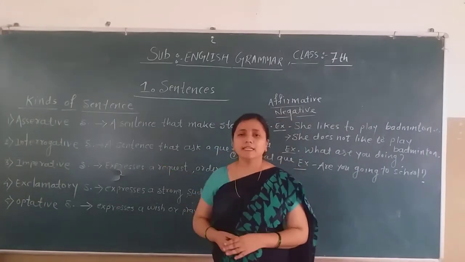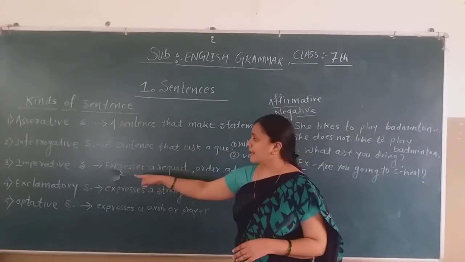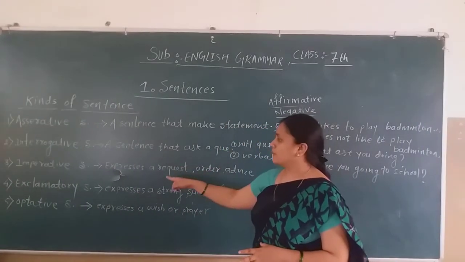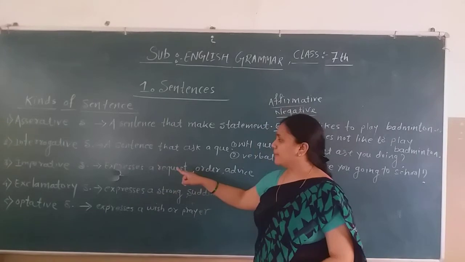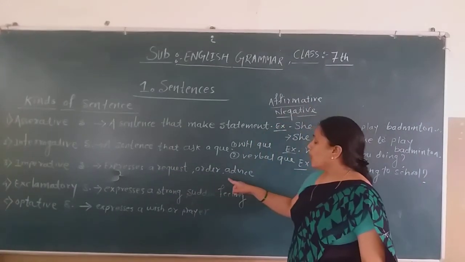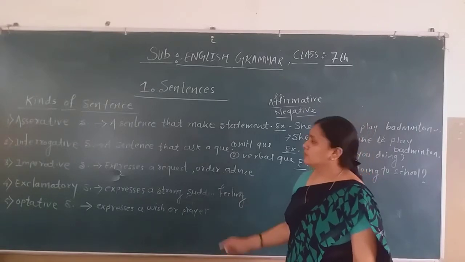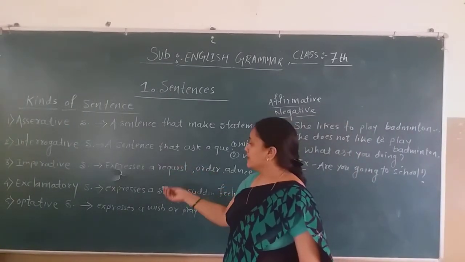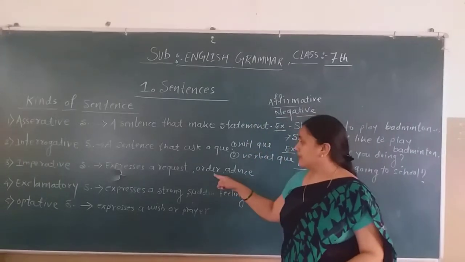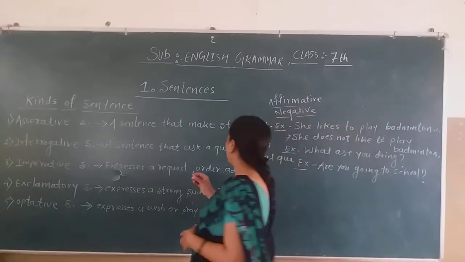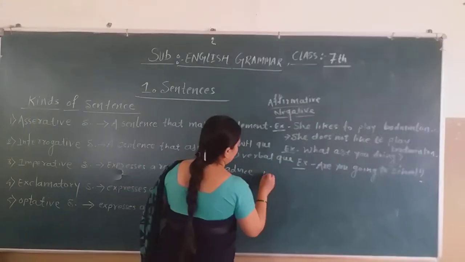Now let me see the third one. The third kind of sentence is the imperative sentence. What is the third kind of sentence? Yes, it is the imperative sentence. It expresses a request, order and advice. What does it express? It expresses a request. इसमें क्या बताई जाती है, रिक्वेस्ट की जाती है, ऑर्डर किया जाता है या एडवाइस दी जाती है. So now let me take one example.